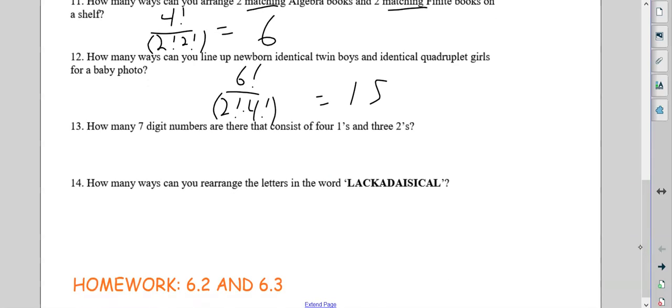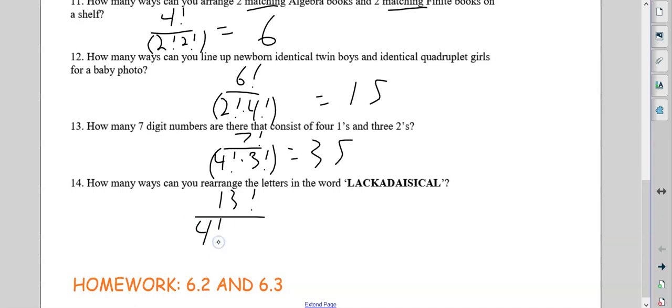How many 7-digit numbers, so 7-digit, so 7 factorial, there's 7 slots, that consist of 4 ones, so there's 4 repeats of that number, and 3 twos, 3 of that number. Again, put that in parentheses when you do it, and you will get 35. And how about the word lackadaisical? So there's 13 letters, 13 slots. Okay, and breaking down the repeat letters, okay, we have 4, 2, 2, and 2.